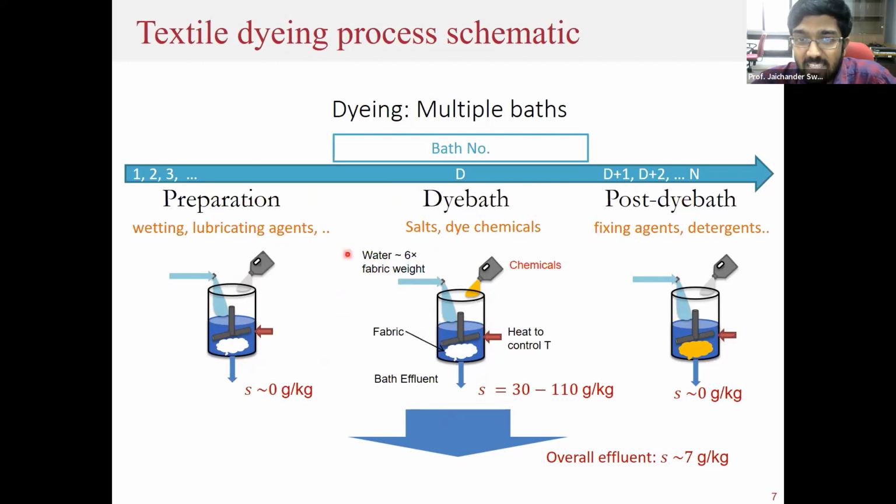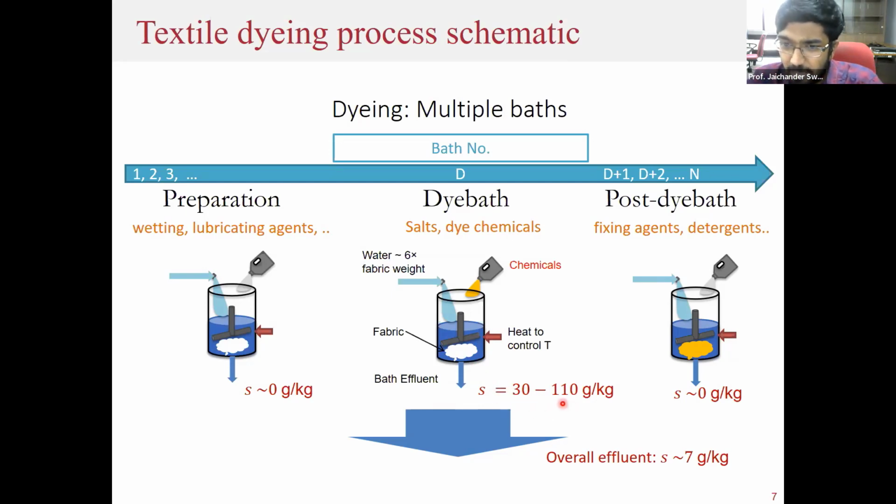So we can broadly classify these into three sets, where there are the preparatory bath steps followed by the dye bath, which is what we will focus on, and the post dye bath step. So the dye bath is the crucial bath step where the color chemicals, dyes, are also added to the solution and the fabric uptake of dyes happens. So one thing I want you to notice is that the salinity in the preparatory and the post dye bath steps is not significant. Whereas in the dye bath step, there is a significant salinity of the effluent that comes out, because in order to enable uptake of color by the fabric, the background salt concentration has to be adjusted. Okay?